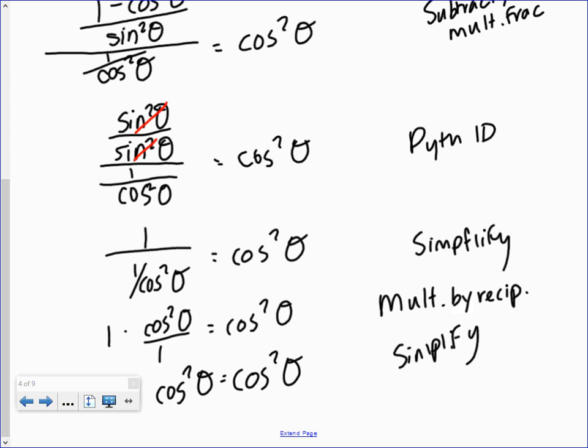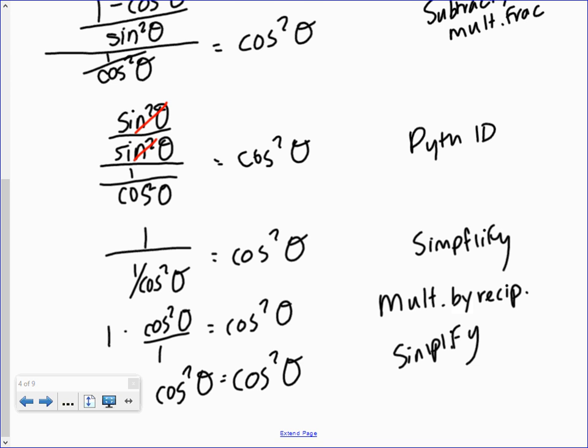Had I caught that earlier, that 1 over cosine squared theta that I missed, I could have changed that by reciprocal identity to a secant squared. And then at the end, you would have ended up with 1 over secant squared theta, which by reciprocal identity, again, is just cosine squared theta. So there were other ways to attack that. Okay.